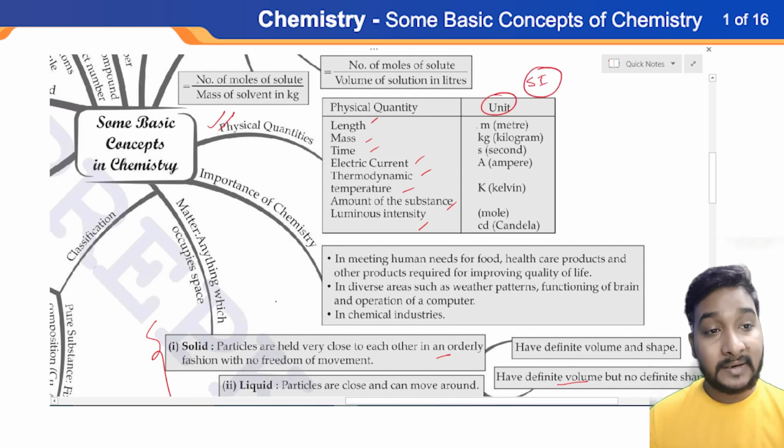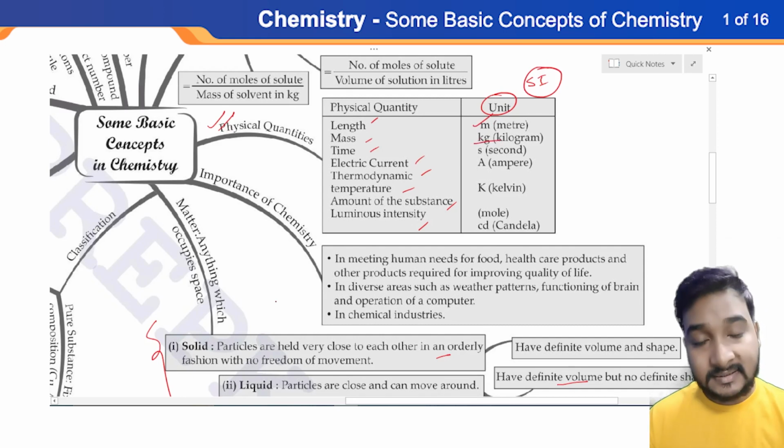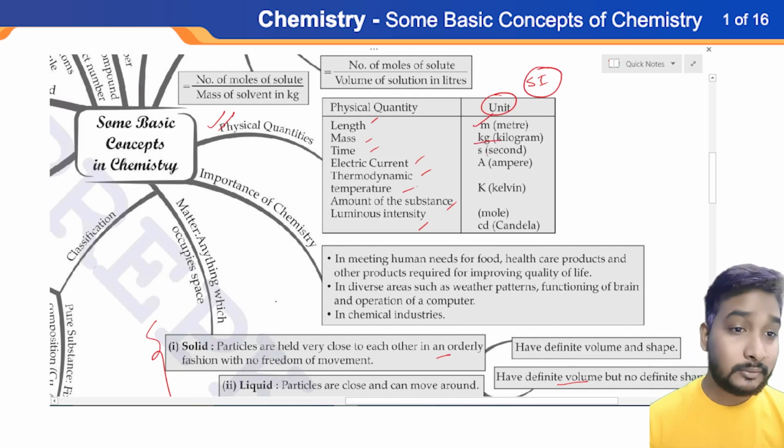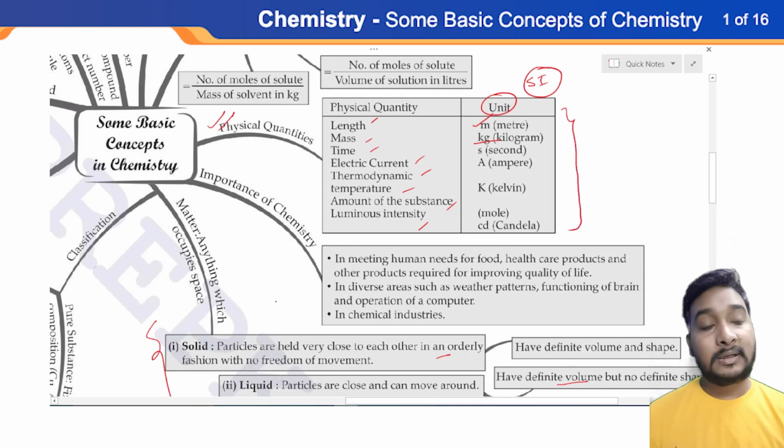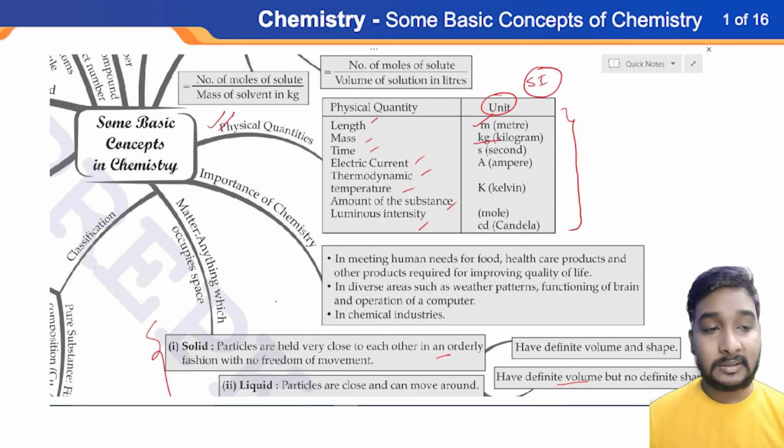For length, we have to use meter, 10 meter, 20 meter. For mass, we have to use kgs, 10 kg, 20 kg, etc. So you have to learn all the units because these units were asked many times in previous year papers. If you can see these types of questions in previous year papers, you have to remember this.